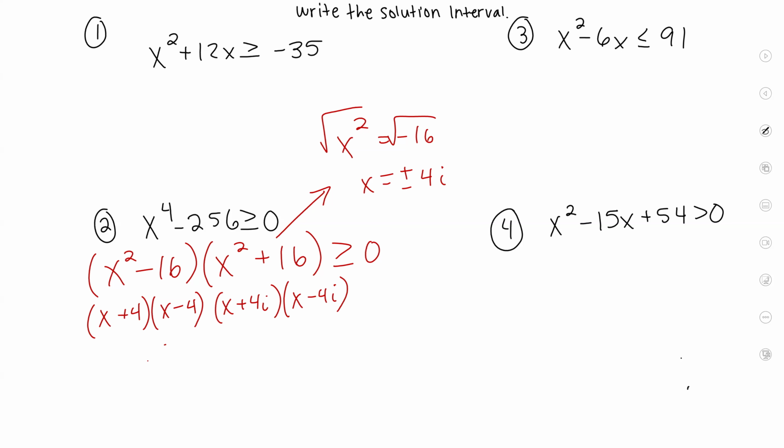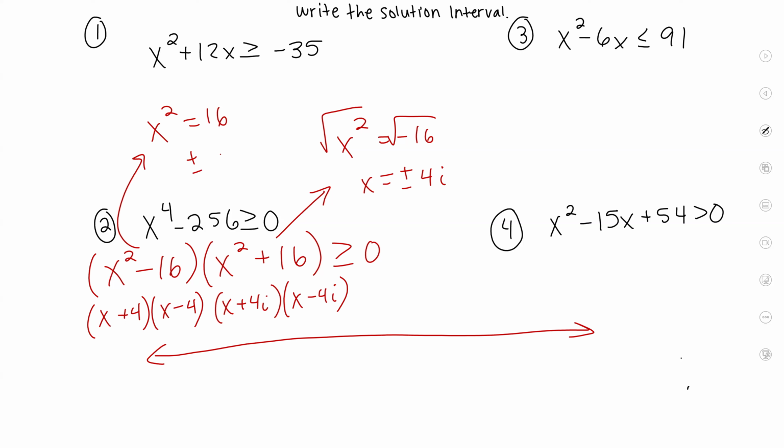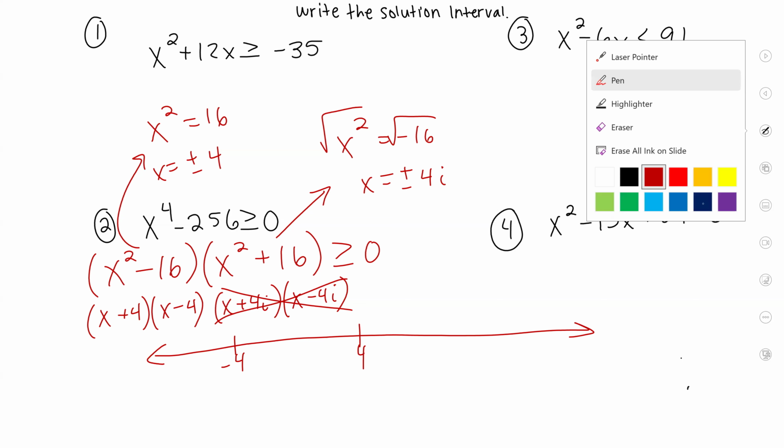So guys, when I do my number line, this one, if you were to solve this one, you would get plus or minus 4. Let's just focus on the -4 and the +4. You can't put negatives or i's on your number line because they're not real numbers. So we're just going to focus on -4 and 4. We don't really have to pay attention to this. So let's see what real numbers we can have.